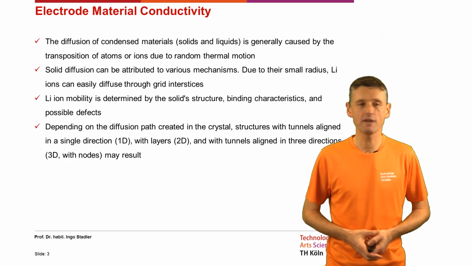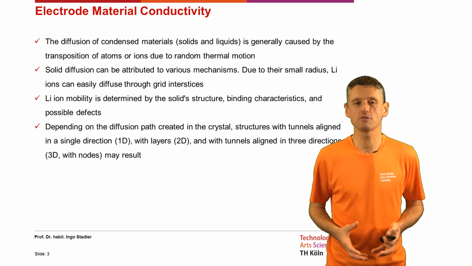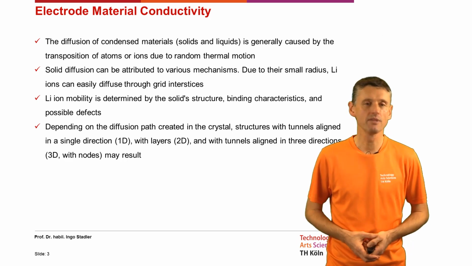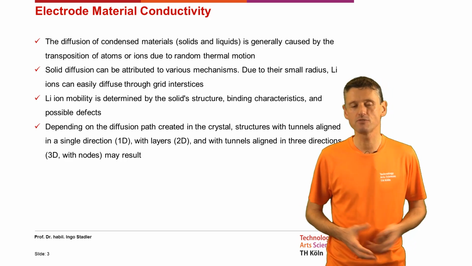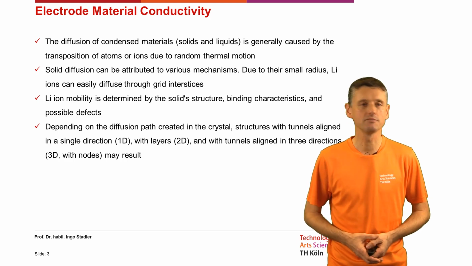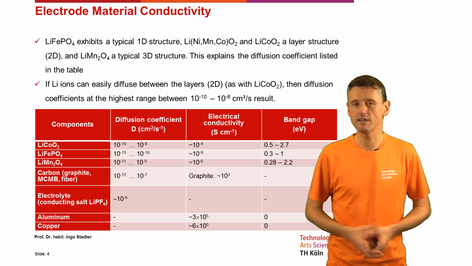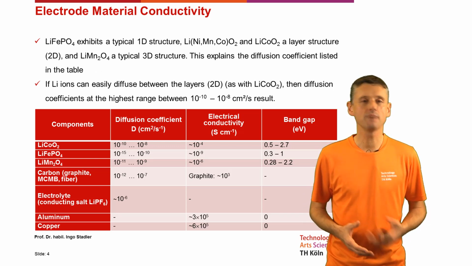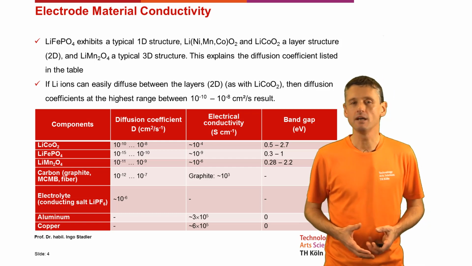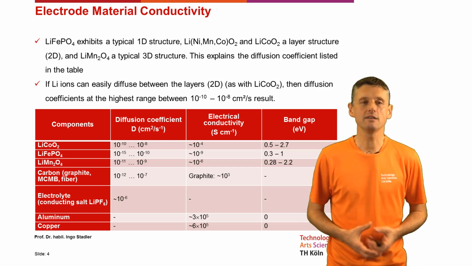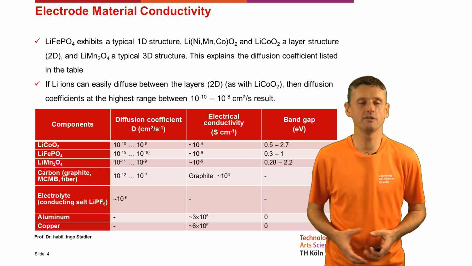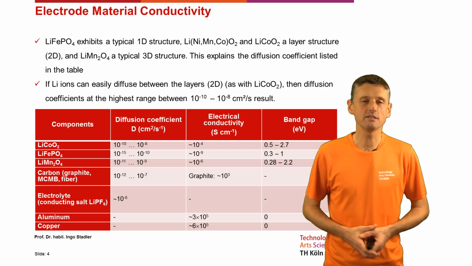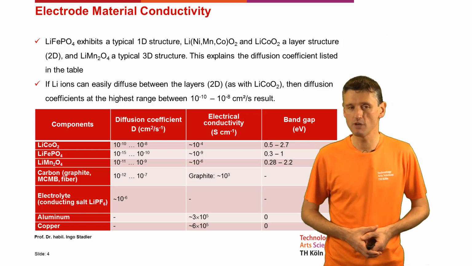Depending on the diffusion path created in the crystal, structures with tunnels aligned in a single direction, 1D, with layers, 2D, and with tunnels aligned in 3 directions, 3D, with nodes may result. Lithium iron phosphate exhibits a typical 1D structure, whereas with lithium nickel manganese cobalt or lithium cobalt, a layer structure, 2D, is formed, and with lithium manganese a typical 3D structure is obtained. This explains the diffusion coefficients listed in the table below here.